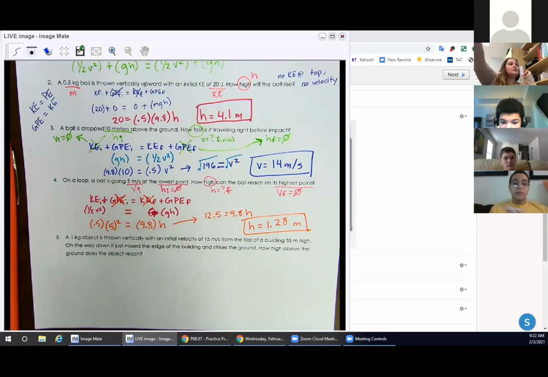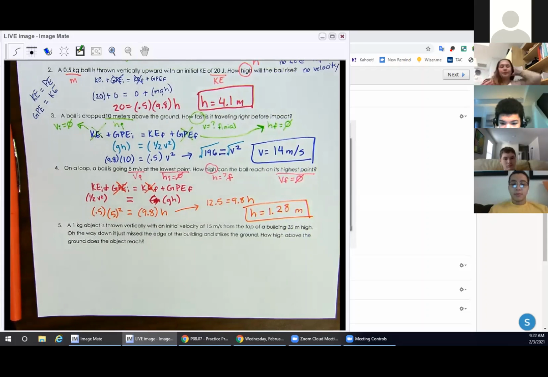All right, now this last one, you're going to hate me, but I promise you, if you pay attention now, you will thank me later. A 1 kilogram object is thrown vertically with an initial velocity of 15 meters per second from the top of a building 35 meters high.